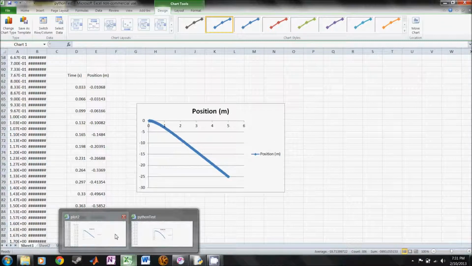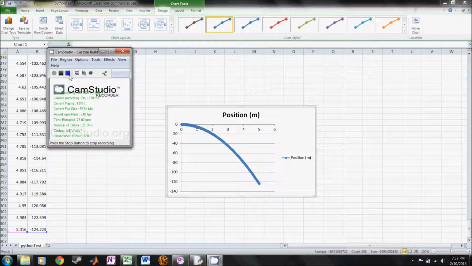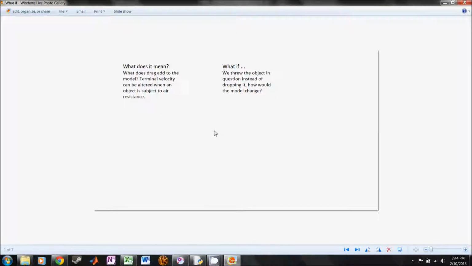So the difference is quite clear as to the effects of drag on tennis balls, for example, which without it would increasingly speed up as they go closer and closer to the earth. So what does all this mean? Well, essentially it means terminal velocity can be altered when an object is subjected to air resistance.